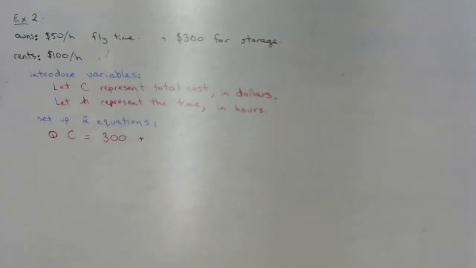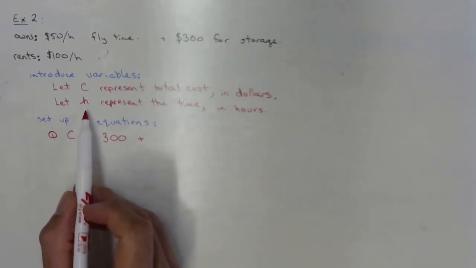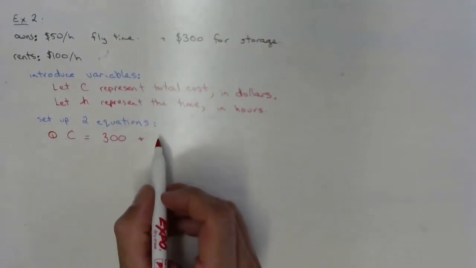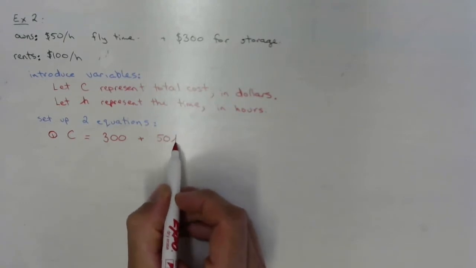So if I go 1 hour, it's $50. If I go 2 hours, it's 100. 3 hours, 150. So I'm multiplying that 50 times the number of hours. Do I know how many hours it's going to be? No, that's why I introduced a variable. So I'm going to add 50 times H.